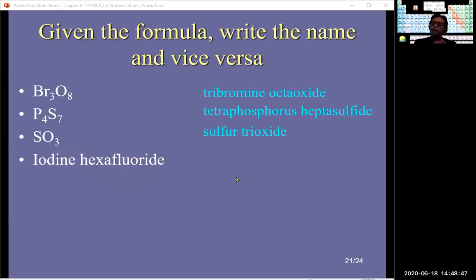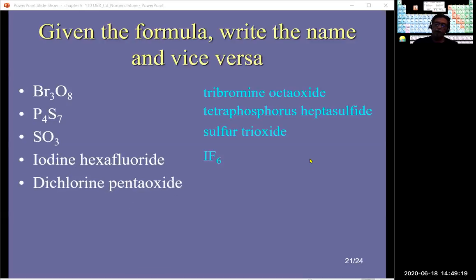Now you're given the name and they want you to work backwards and write the formula. Okay, so they write iodine, find the formula for iodine, which is I, and then the prefix is hexa, which means there must be 6 of them, and then there's fluoride, so that's F. So there are 6 fluorides in 1 iodine. So the formula would be IF6, subscript 6.